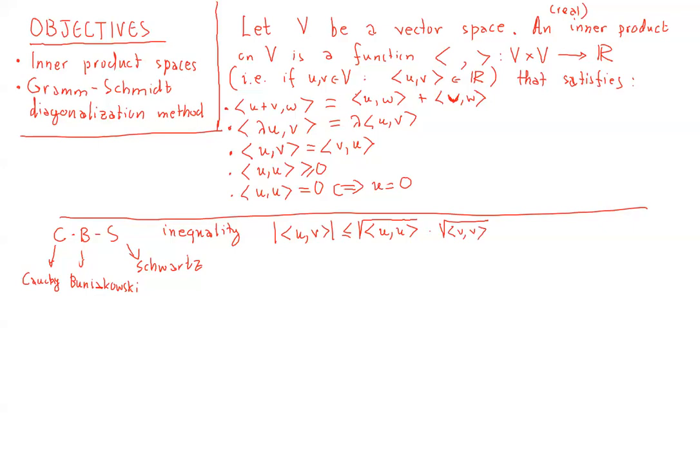And we have a name for this. This is called the length of the vector, so the square root of the square of the inner product. So this is the length of the vector. Length, magnitude, and there is a new word that we're going to introduce today, which is norm of the vector.